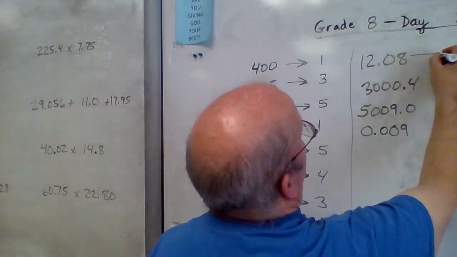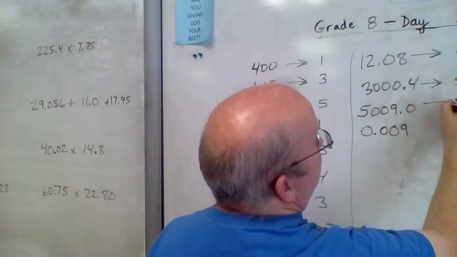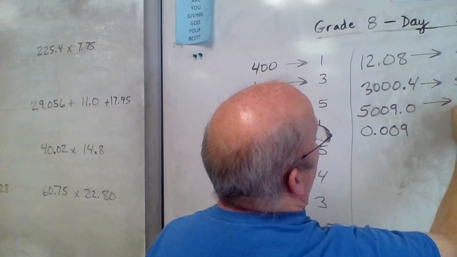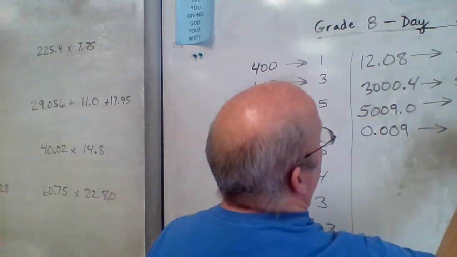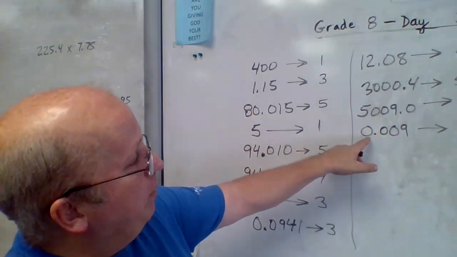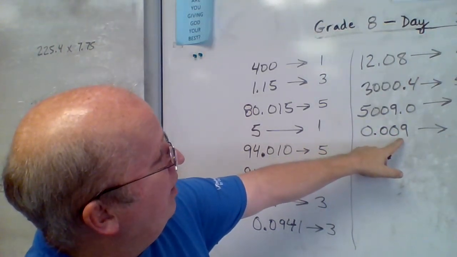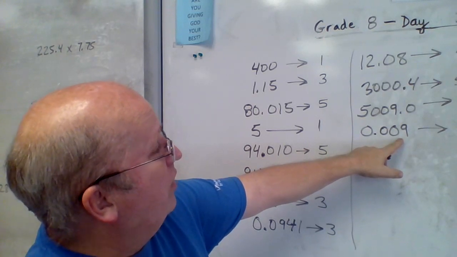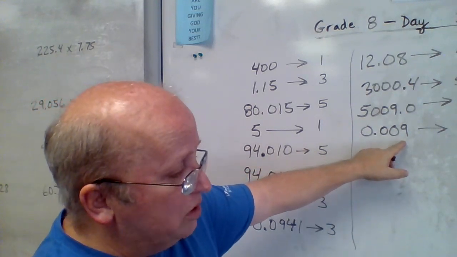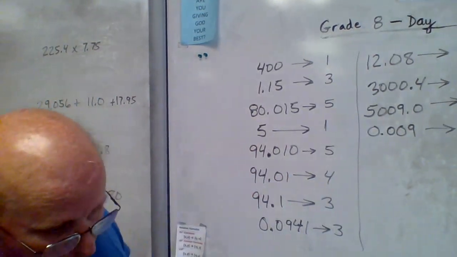Up here, 4, then 5, then 5, and finally just 1. This kind of confuses people. Sometimes people look at this one and they say, you know, that should maybe have 4 or 3 significant digits. But according to the rules, it only has 1. Okay, now let's look how we apply this.